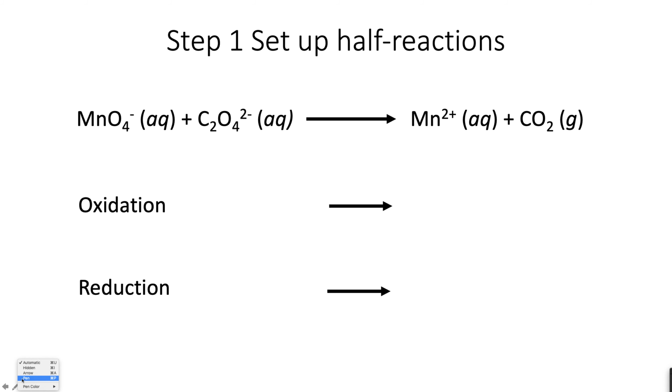So let me get my pen out, because we need to assign oxidation numbers in order to determine which chemical species is being oxidized and which chemical species is being reduced. Now oxygen tends to have an oxidation number of -2. We have a total of 4 of them, so that gives us -8. What plus -8 equals -1? Well, that would be +7. I'm going to write that up here.